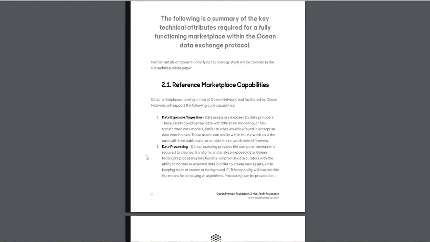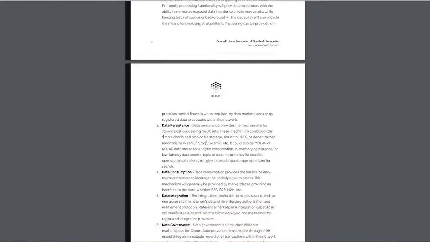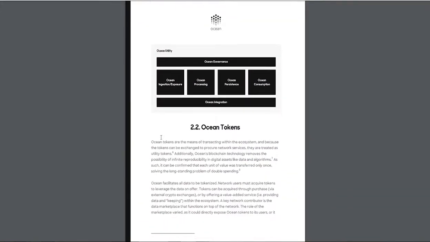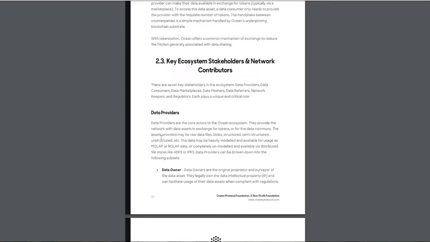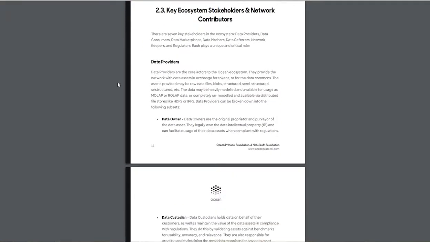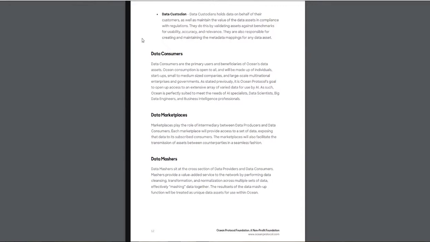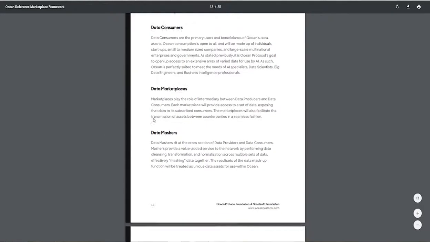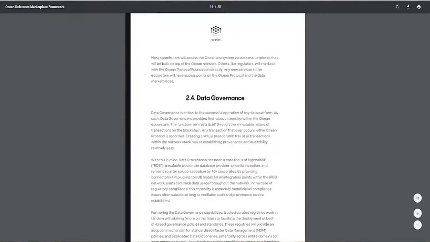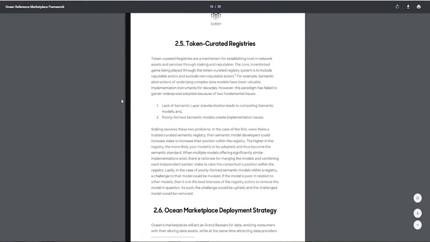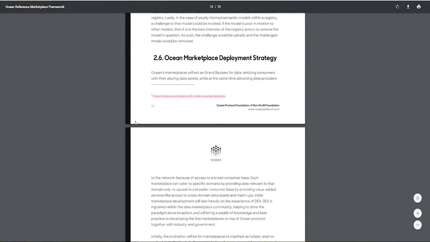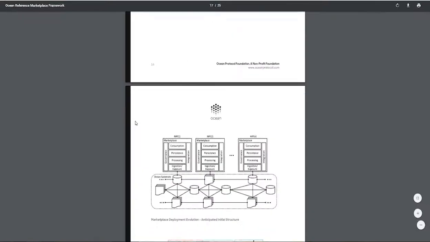This includes parameters that most data marketplaces include, that you can see here in section 2.1. It also includes things like the Ocean tokens, how they'll be used in the platform, key ecosystems, and what role each individual role on the platform will be expressing and what functionality they'll have. It of course has things like data governance and how they plan to use the data on the platform, token curated registries to allow for various semantic models, etc., the initial deployment strategy, which is ever important, and a whole lot more.